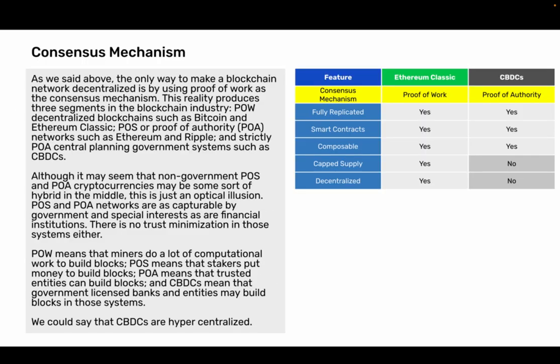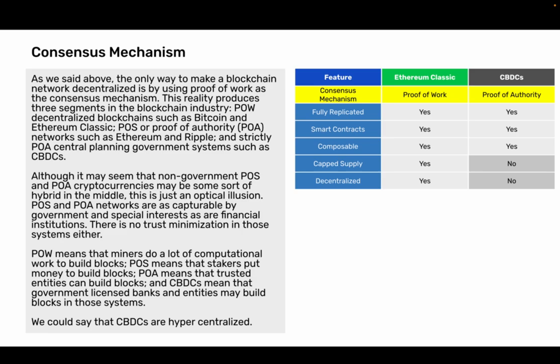Consensus mechanism. As we said above, the only way to make a blockchain network decentralized is by using proof of work as a consensus mechanism. This reality produces three segments in the blockchain industry: proof of work decentralized blockchains such as Bitcoin and Ethereum Classic; proof of stake or proof of authority, POA, networks such as Ethereum and Ripple; and strictly proof of authority central planning government systems such as CBDCs. Although it may seem that non-government proof of stake and proof of authority cryptocurrencies may be some sort of hybrid in the middle, this is just an optical illusion.